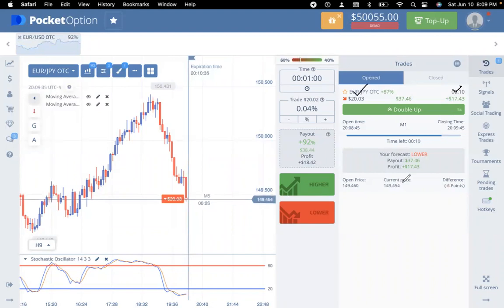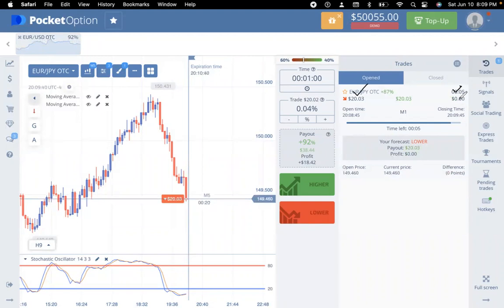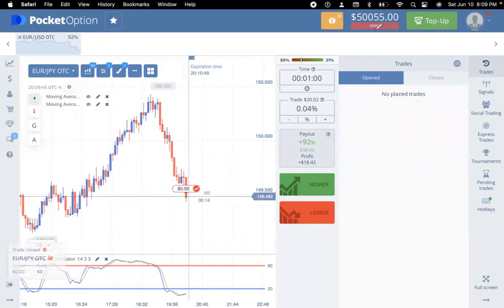$17.43 of profit. Now you'll notice that the market is going to be going up and down up until the very last second. So anything is bound to happen. And as we can see, we did not clear this trade and we've lost $20.03, right? We're not going to lose the full 37.